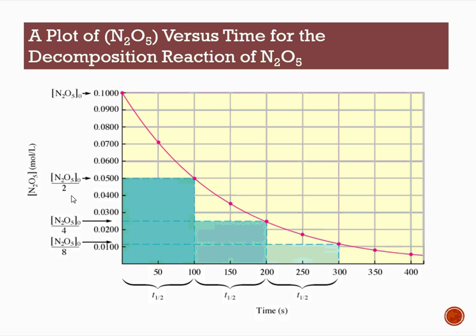Here's a chemical reaction of first order. This is the decomposition of dinitrogen pentoxide, and we can see exactly the same pattern of half-life. This is in seconds. Per 100 seconds, we see half of the dinitrogen pentoxide decay.